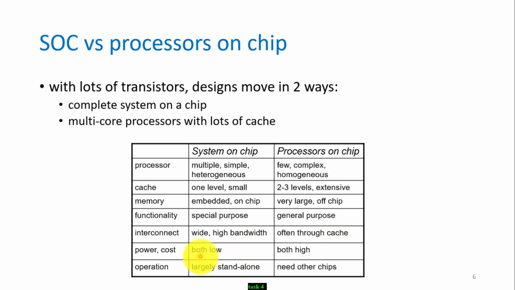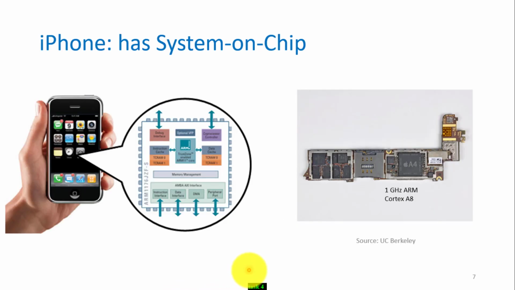Power and cost are both low for the system on chip. You can buy a Raspberry Pi for around 20 riyals. In terms of the processor, both are high: it will consume high power, and the processor price will reach around 100 riyals. Operation is largely standalone here, while the processor needs other chips to run, so it serves many different applications.